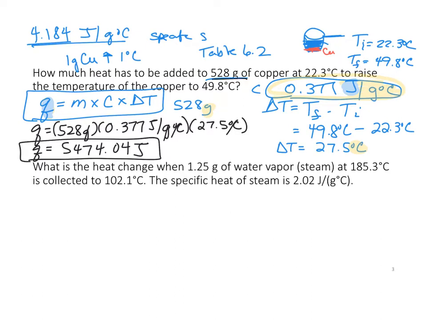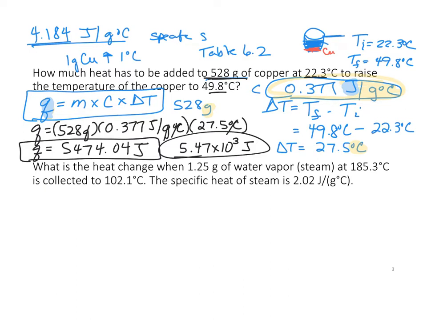If you want it in 3 significant figures, you're going to have to take this to 5.47 times 10 to the 3rd joules to be perfectly correct. And you want 3 significant figures because all your measurements give you 3 figures.